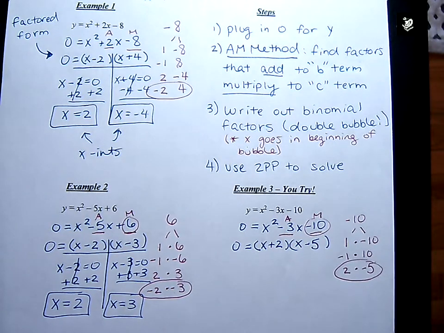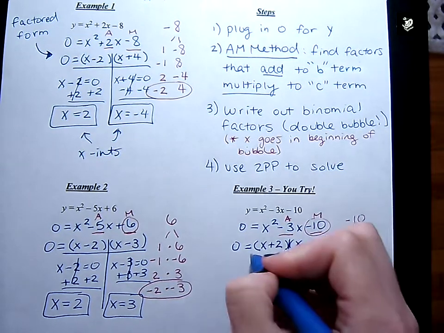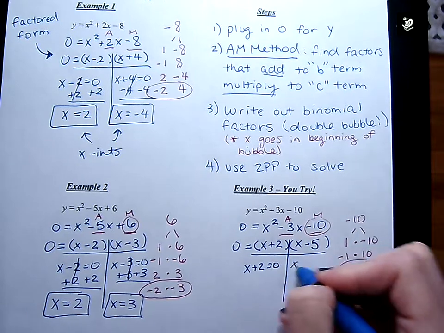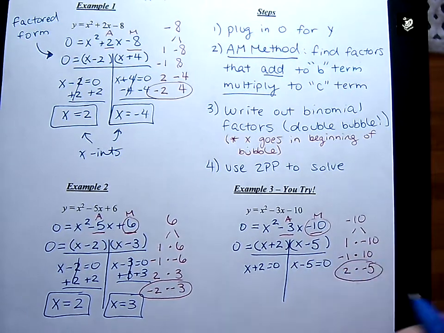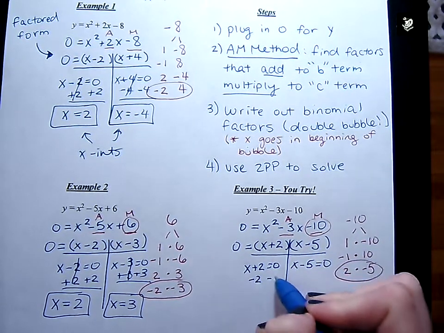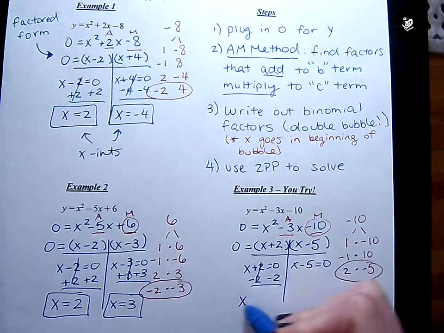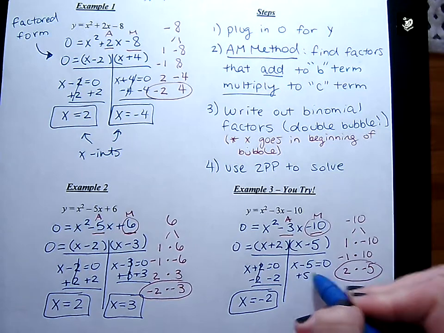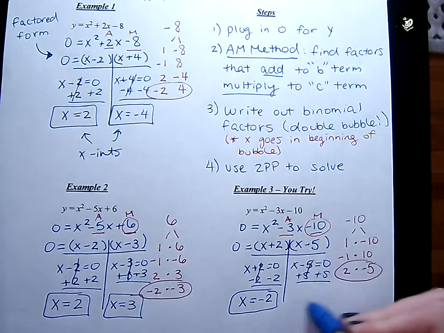Lastly, now use zero product property to solve. So do your t-chart. Set each factor equal to 0. And get x by itself. So your first one should have been -2. And your second factor should have been 5.